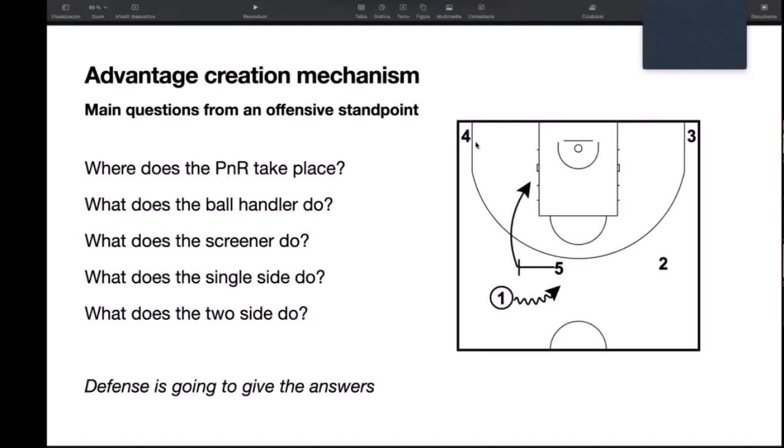Should it be an early lift? Should it be a late lift? Should he cut at some moment? These are the decisions we need to make here.